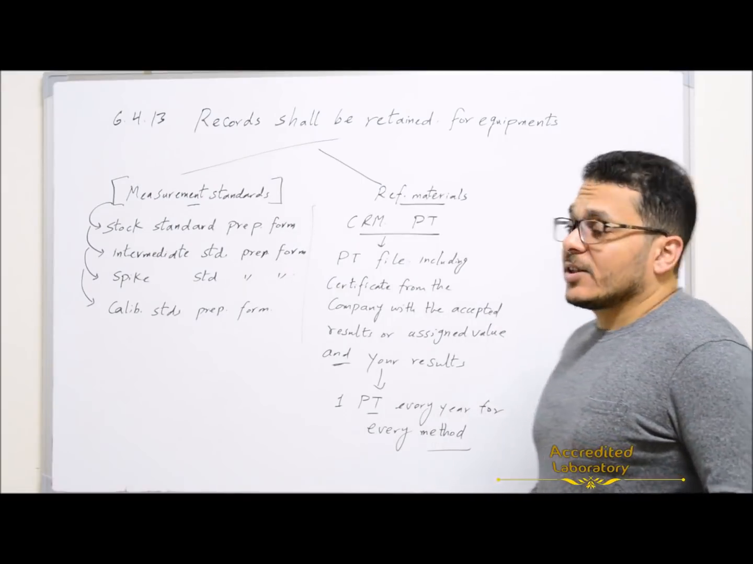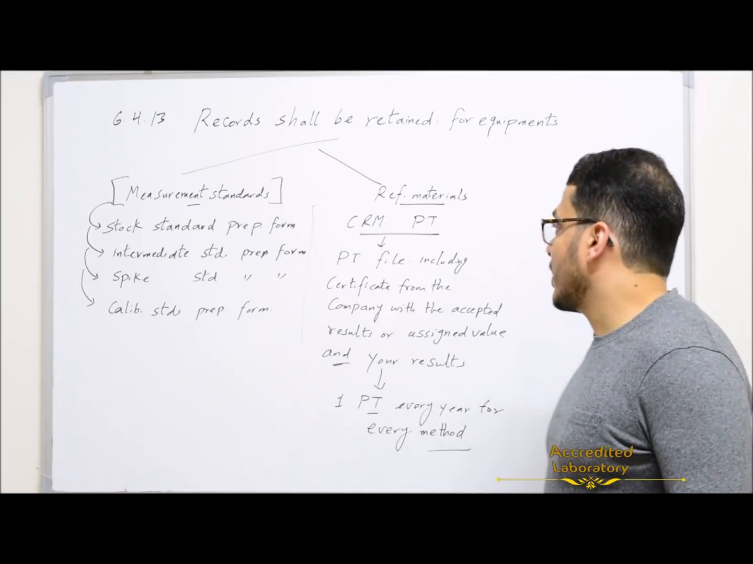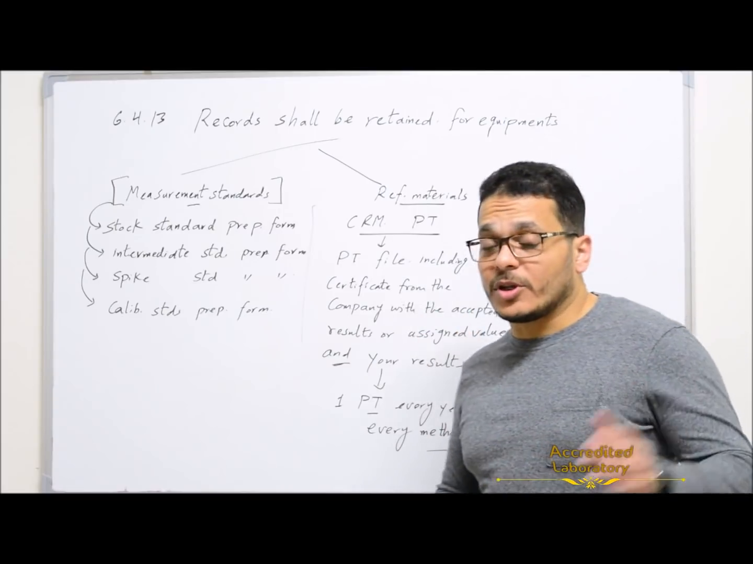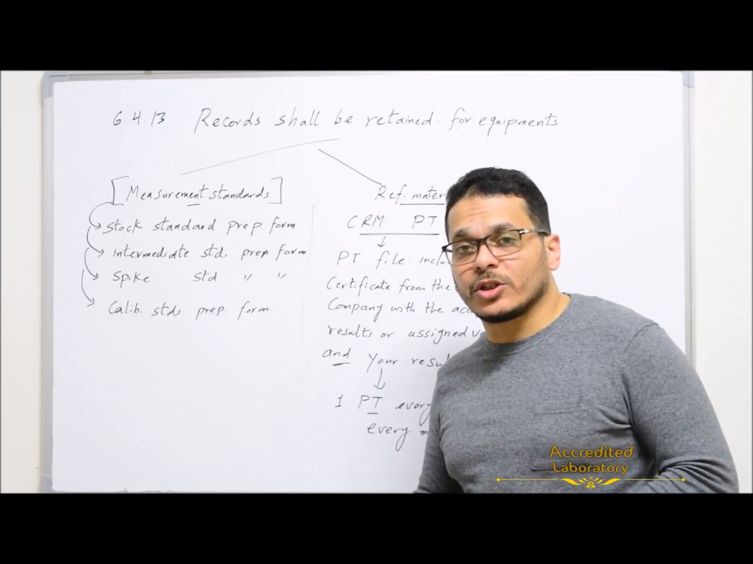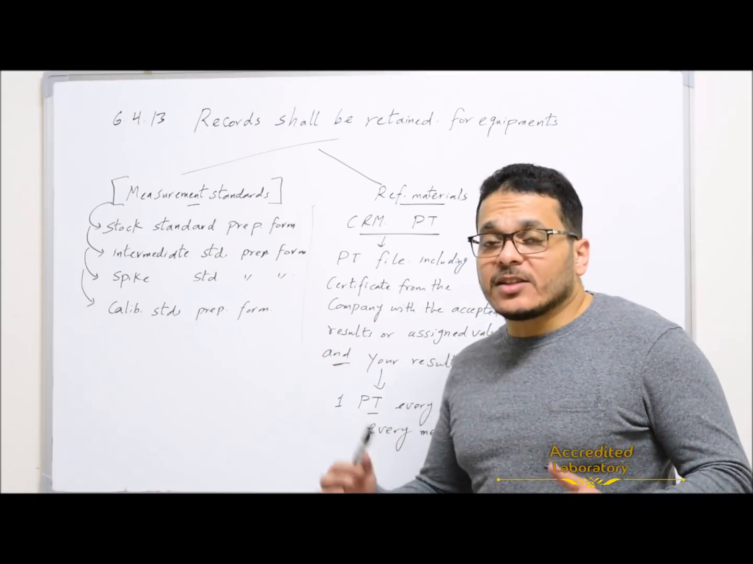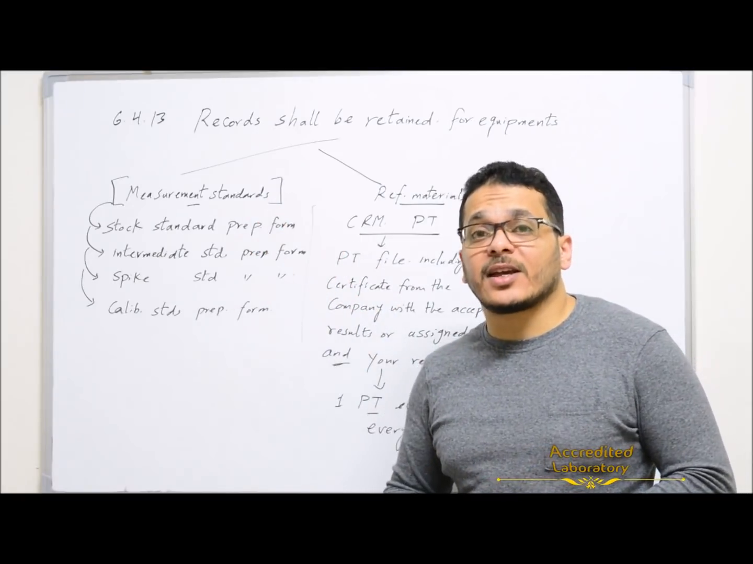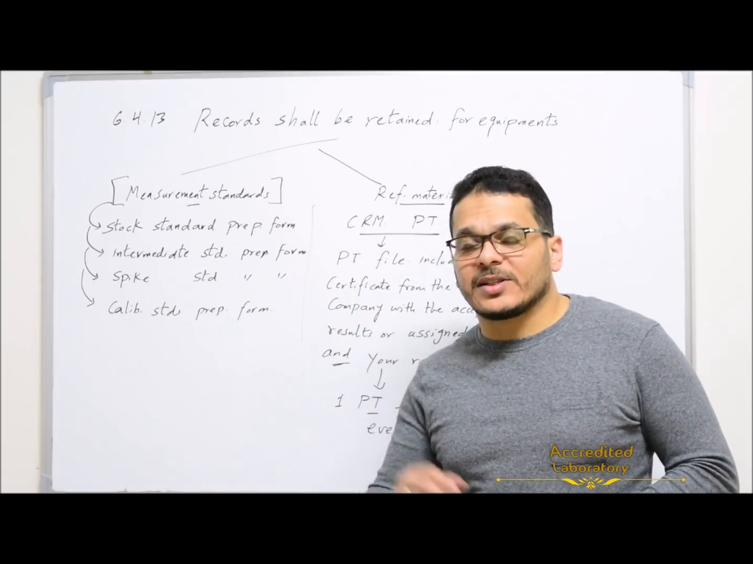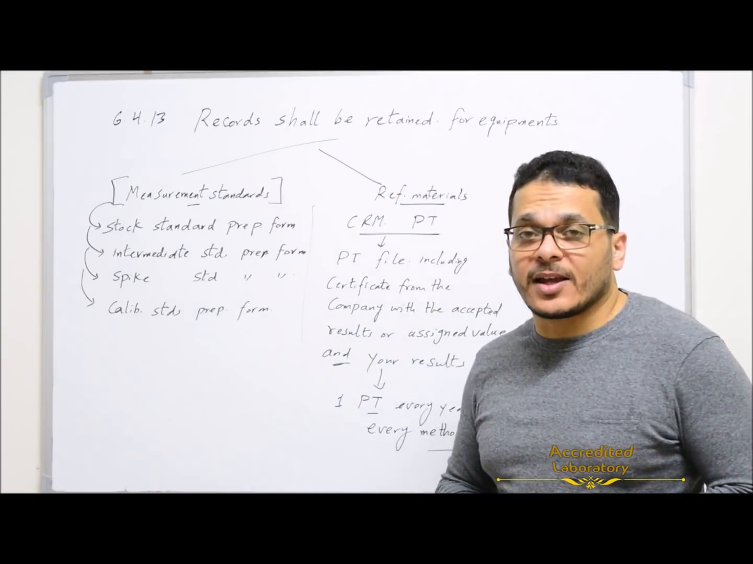For reference materials such as CRM, Certified Reference Material, or PT, Proficiency Test sample, you will have a PT file including the certificate from the company provided, for example FABAS, and this company should be accredited according to ISO 17034 with the accepted result or assigned value from this company. You will have the assigned value certificate containing the assigned value for this sample, and your results should be in the range of their acceptance, in the range of their assigned value.